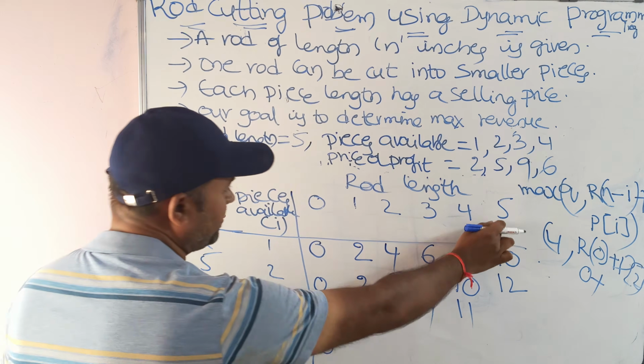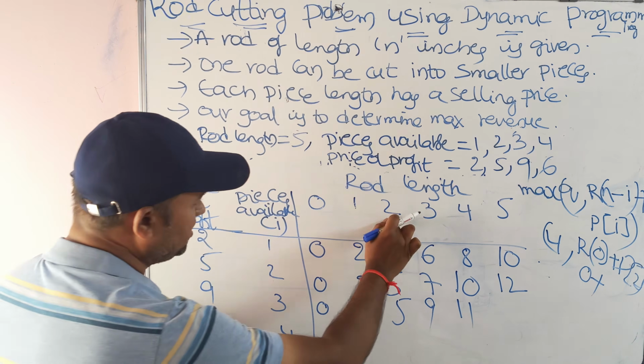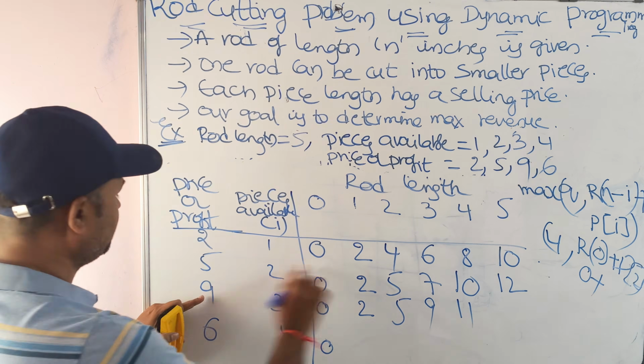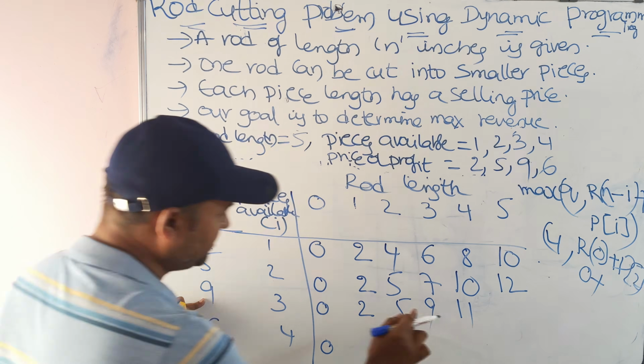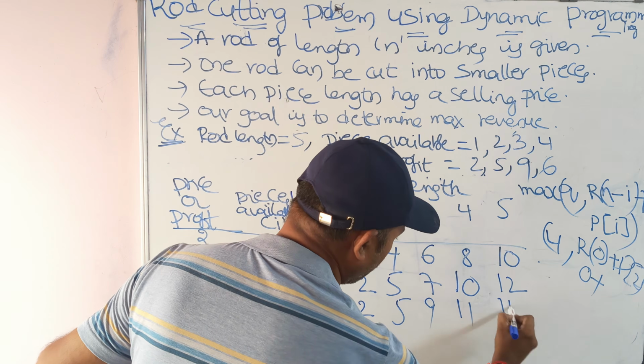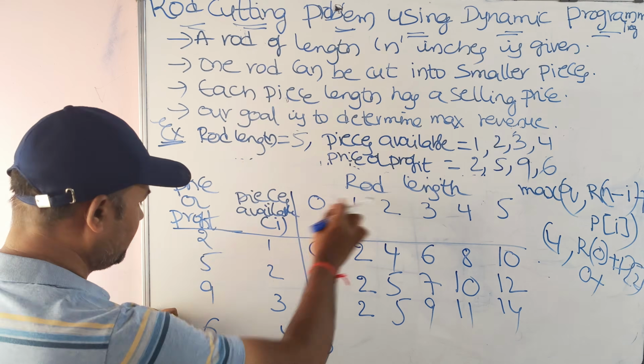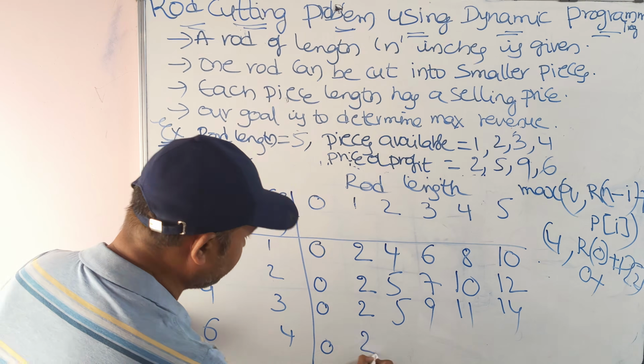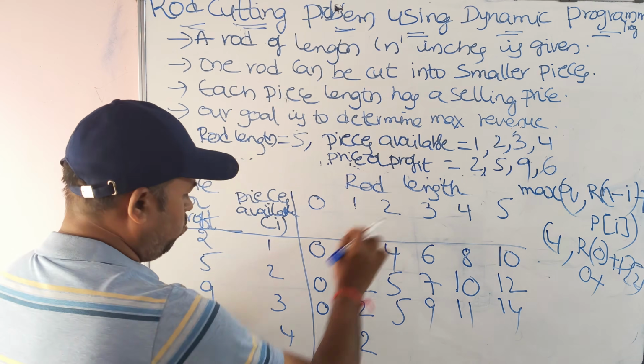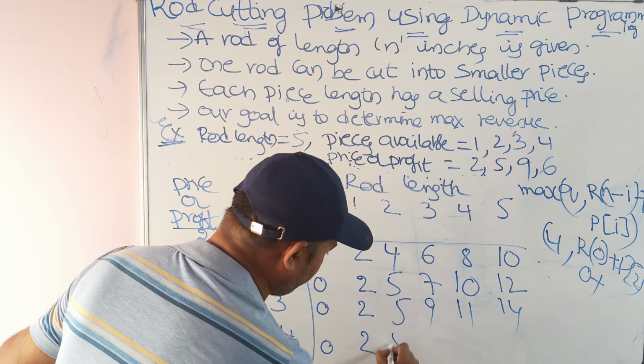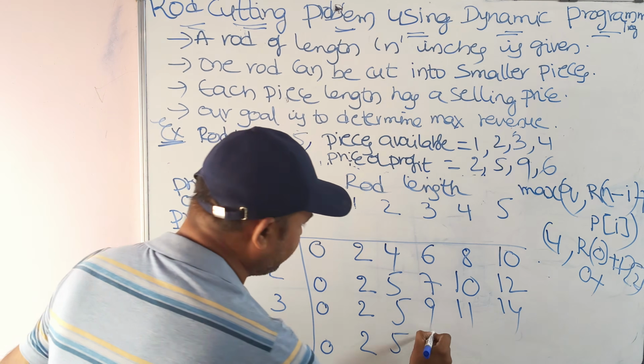Next, here we have 5. So 5 minus 3 means 2. So 2 revenue is 5. So 5 plus the profit is 9. 5 plus 9 means 14. Out of 12 and 14, 14 is the maximum. Next, 1 less than 4, so take the upper value. 2 less than 4, so take the upper value. 3 less than 4, take the upper value.